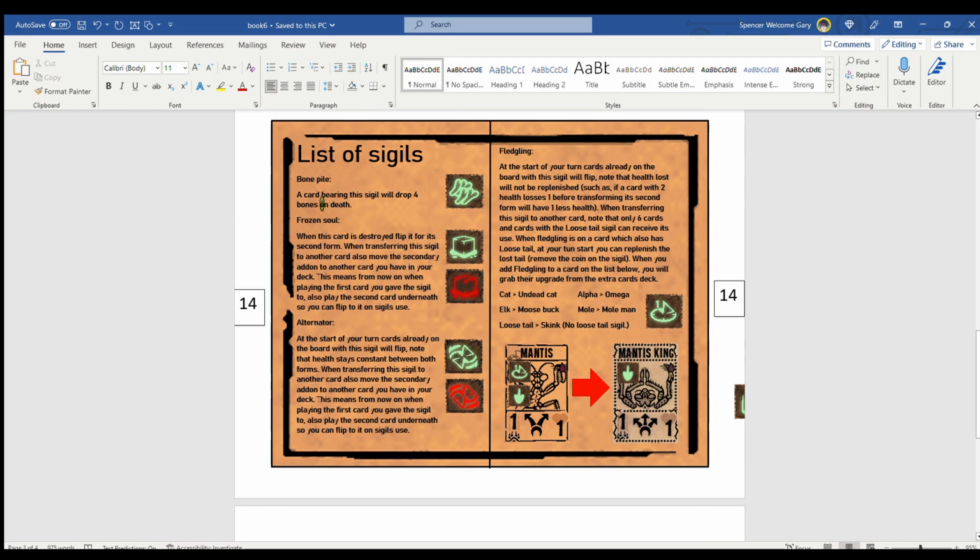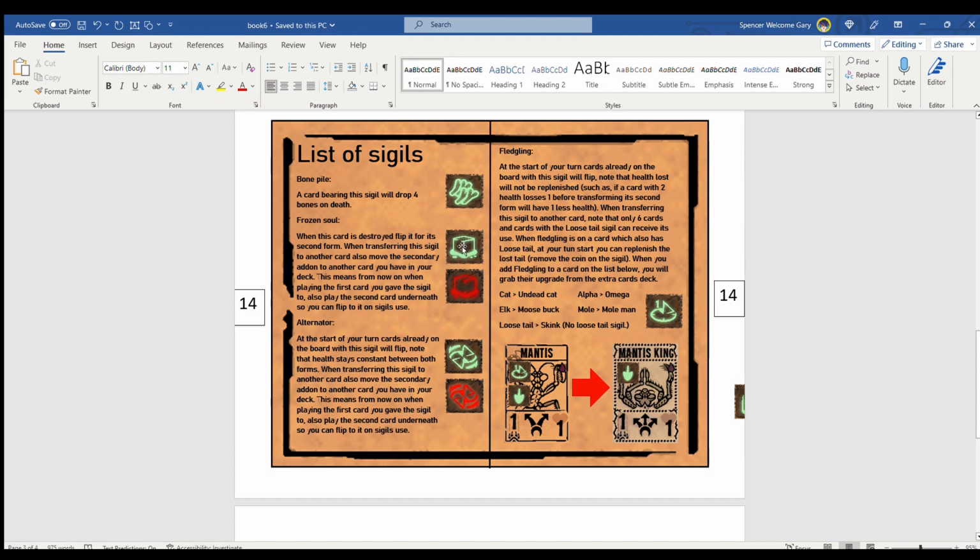We got Bone Pile. A card bearing this sigil will drop 4 bones on death. Frozen Soul. When this card is destroyed, flip it for its second form. When transferring this sigil to another card, also move the secondary add-on to another card that you have in your deck. This means that from now on, when playing, the first card you gave the sigil to also plays the second card underneath it, so you can flip it on its sigil use.